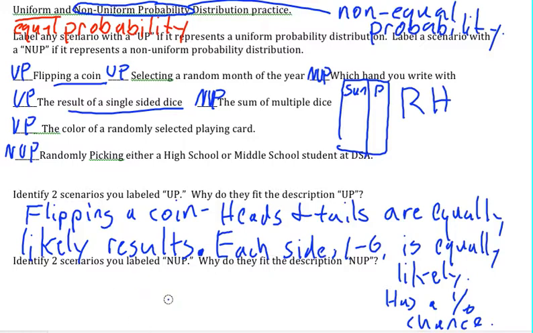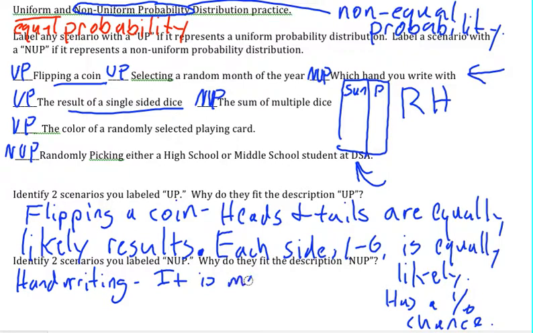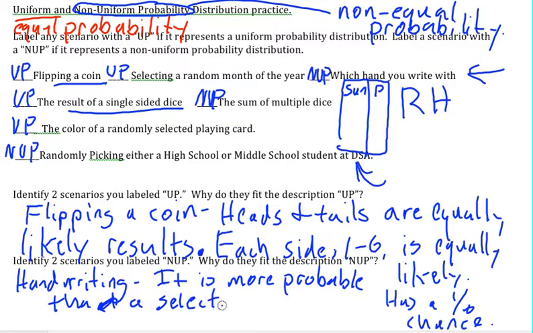All right, let's look at some that we labeled non-uniform probability. Let's go with which hand you write with. Let's do this one. And then let's do middle school, high school at DSA. So handwriting. It is more probable that a selected individual is right-handed.